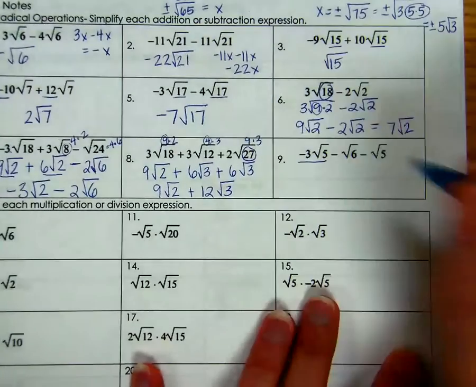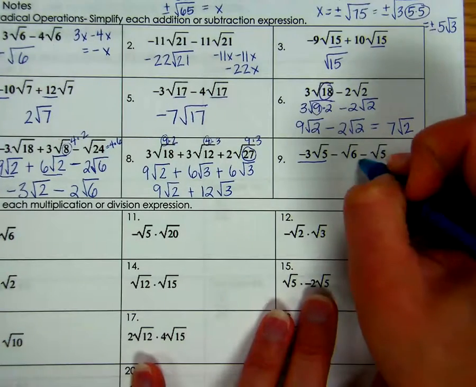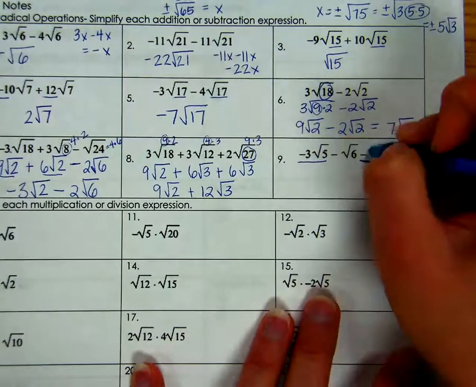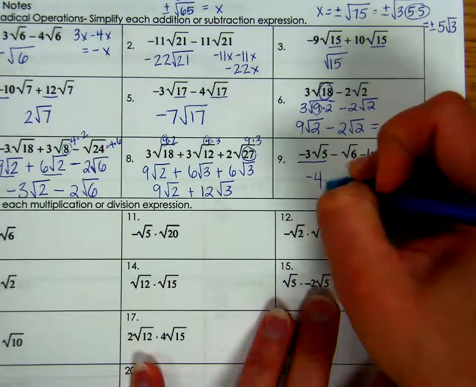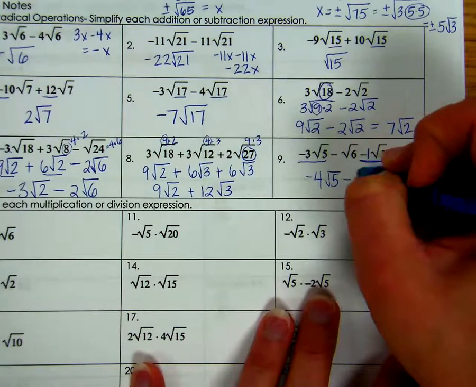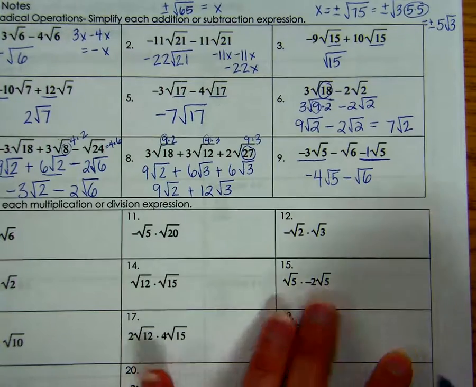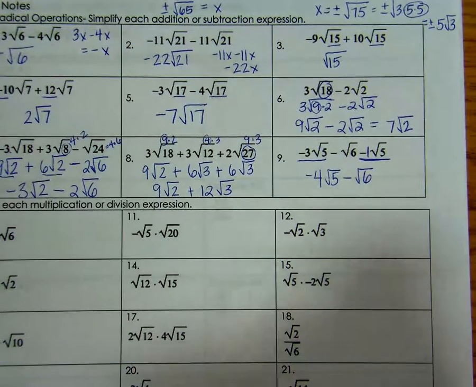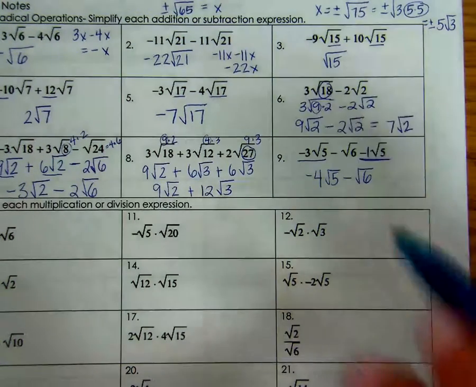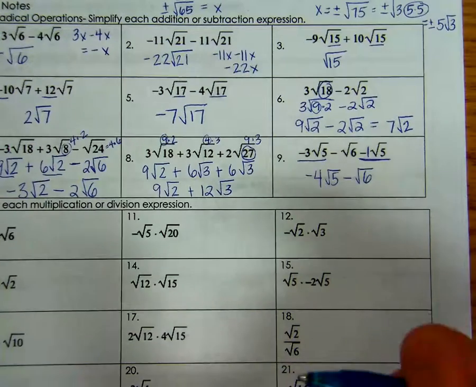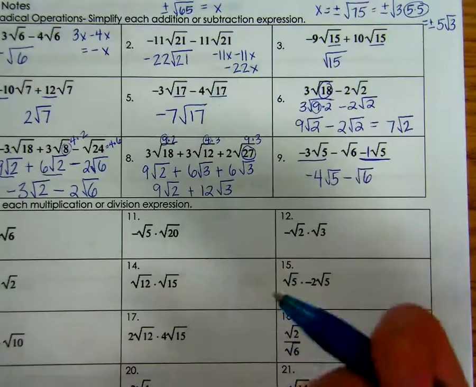For this one, I have negative 3 times the square root of 5. I can only combine it with this one, minus the square root of 5. Negative 3 minus 1 is negative 4. Square root of 5 minus the square root of 6. So that's about as far as we'll go with addition and subtraction. Just remember, it's like adding and subtracting variables. You can only combine the radicands, or the coefficients of the radicands that are the same.